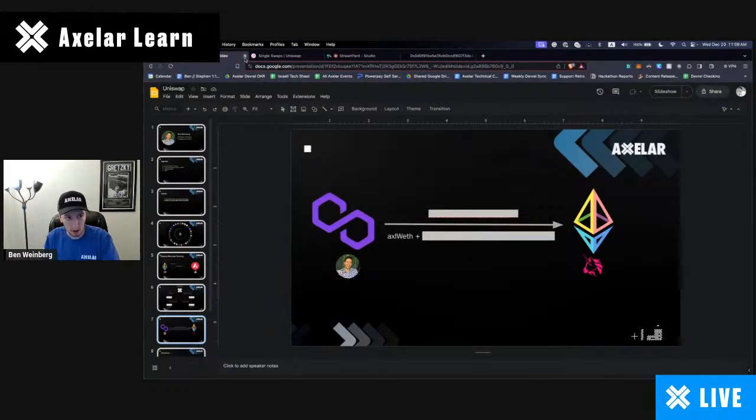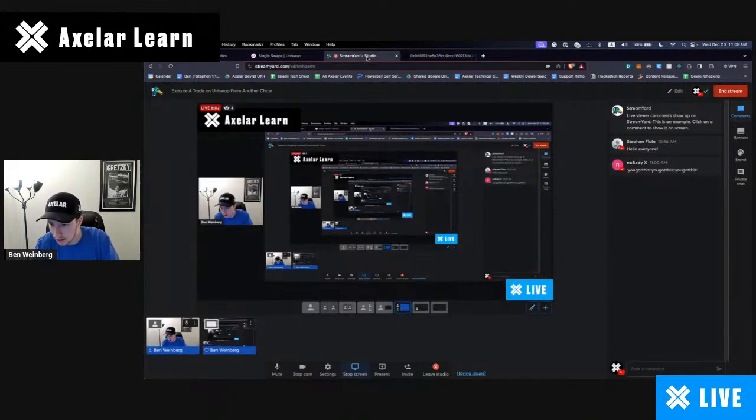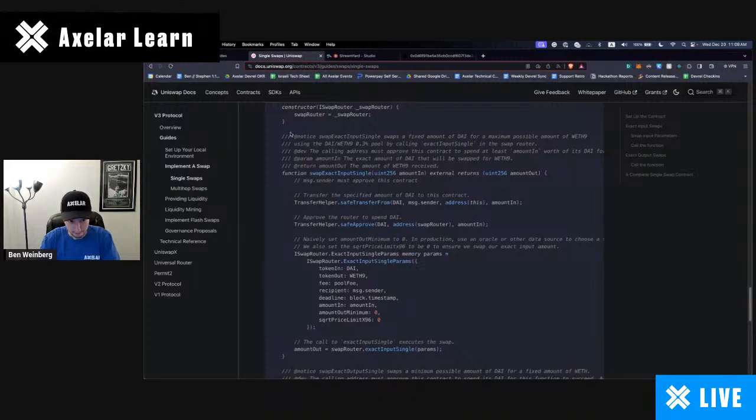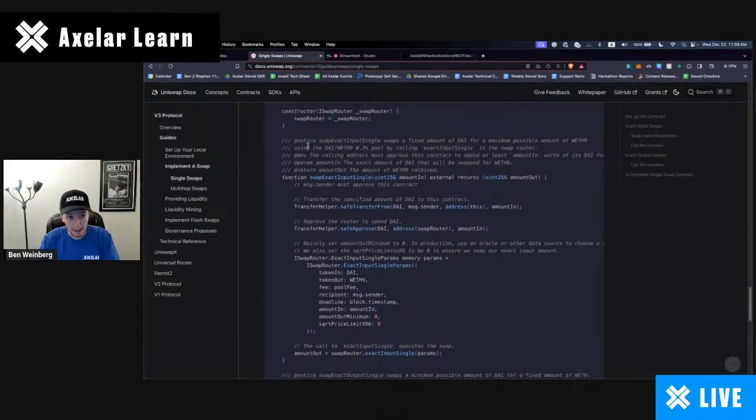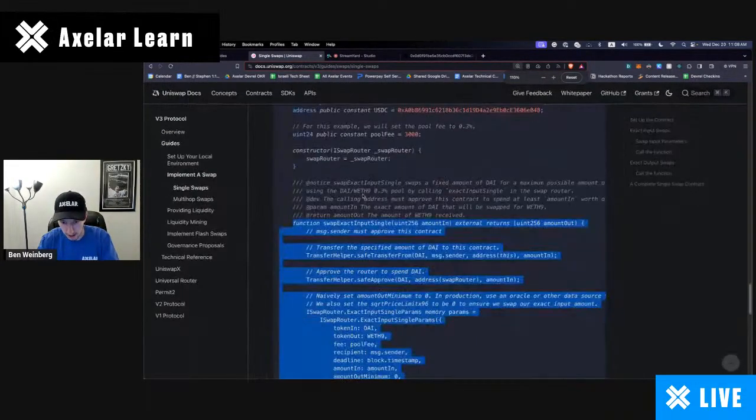So before we start writing the code, I'm going to actually jump into the Uniswap docs very quickly, see if we have any questions so far. Nothing yet. Good. Yeah, we're going to look at this Uniswap docs very quickly. So we're going to basically be replicating this function right here on the Uniswap docs. Let me make it a bit bigger so you guys can see.